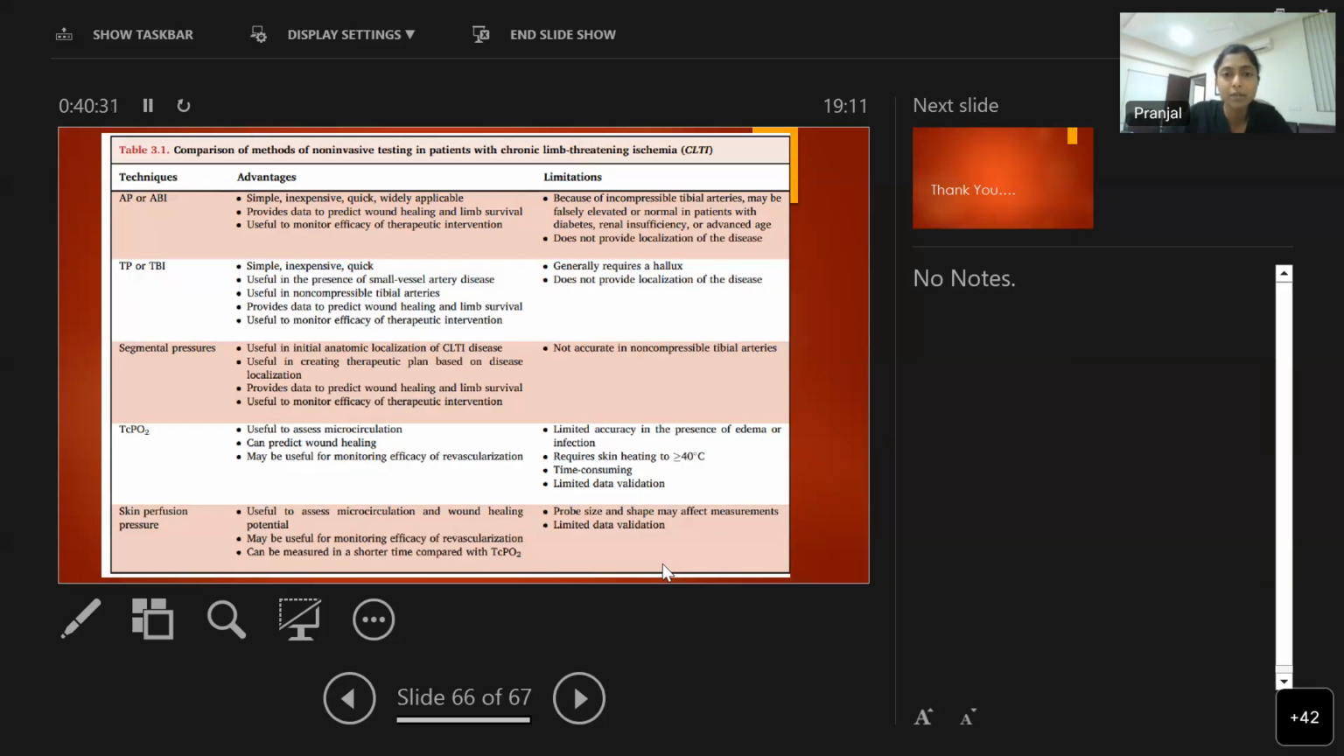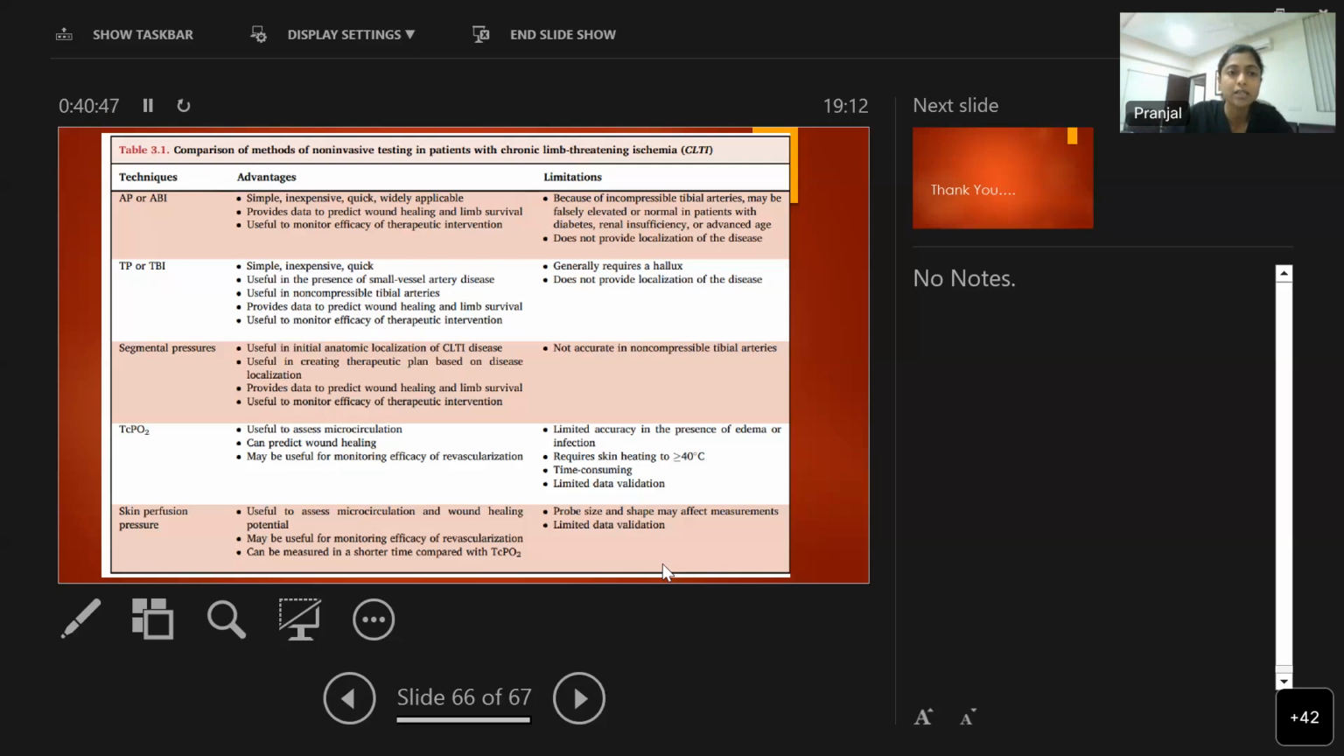But its limitations are that because of incompressible tibial arteries, it may give falsely elevated or normal values in patients with diabetes, renal insufficiency, or advanced age. It also does not provide localization of the disease.